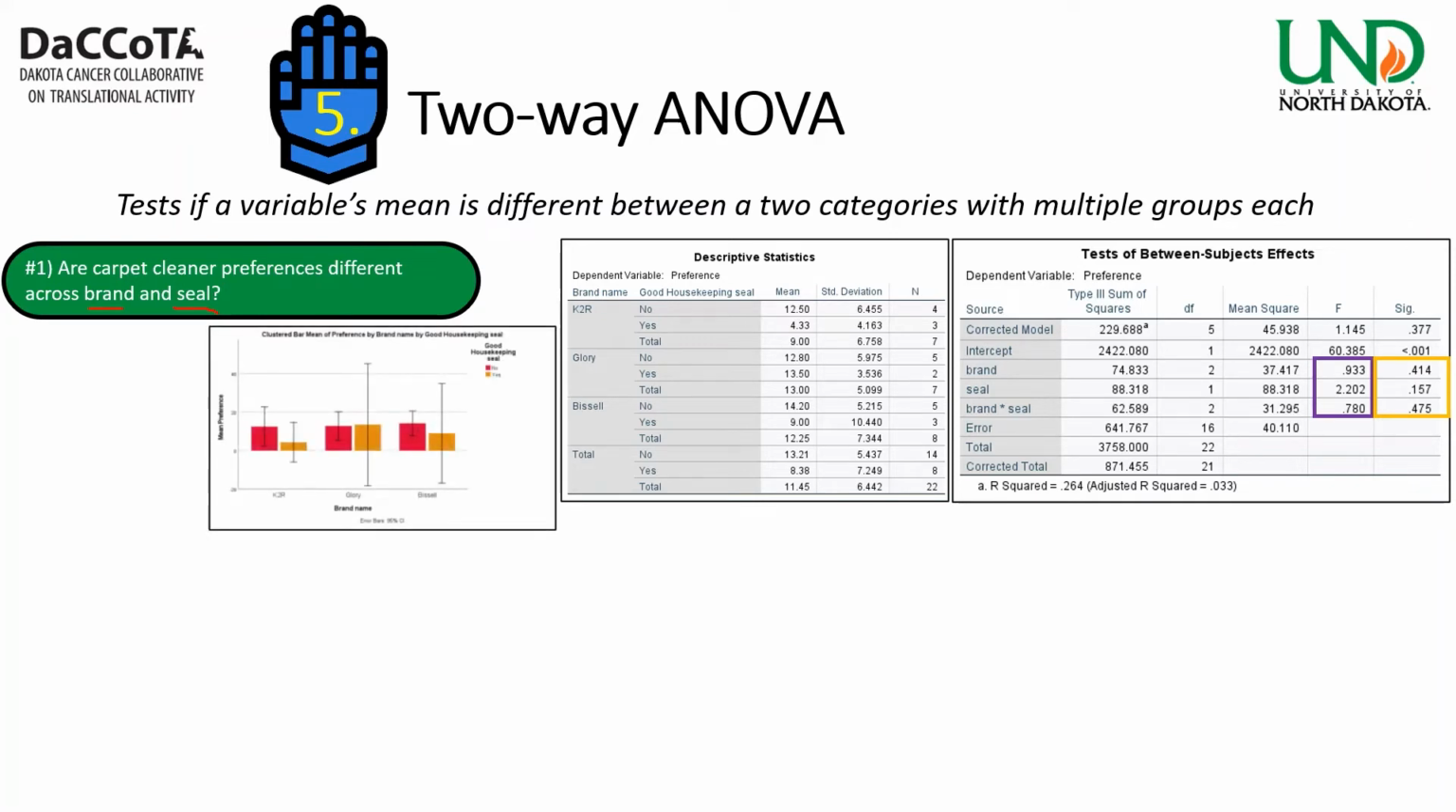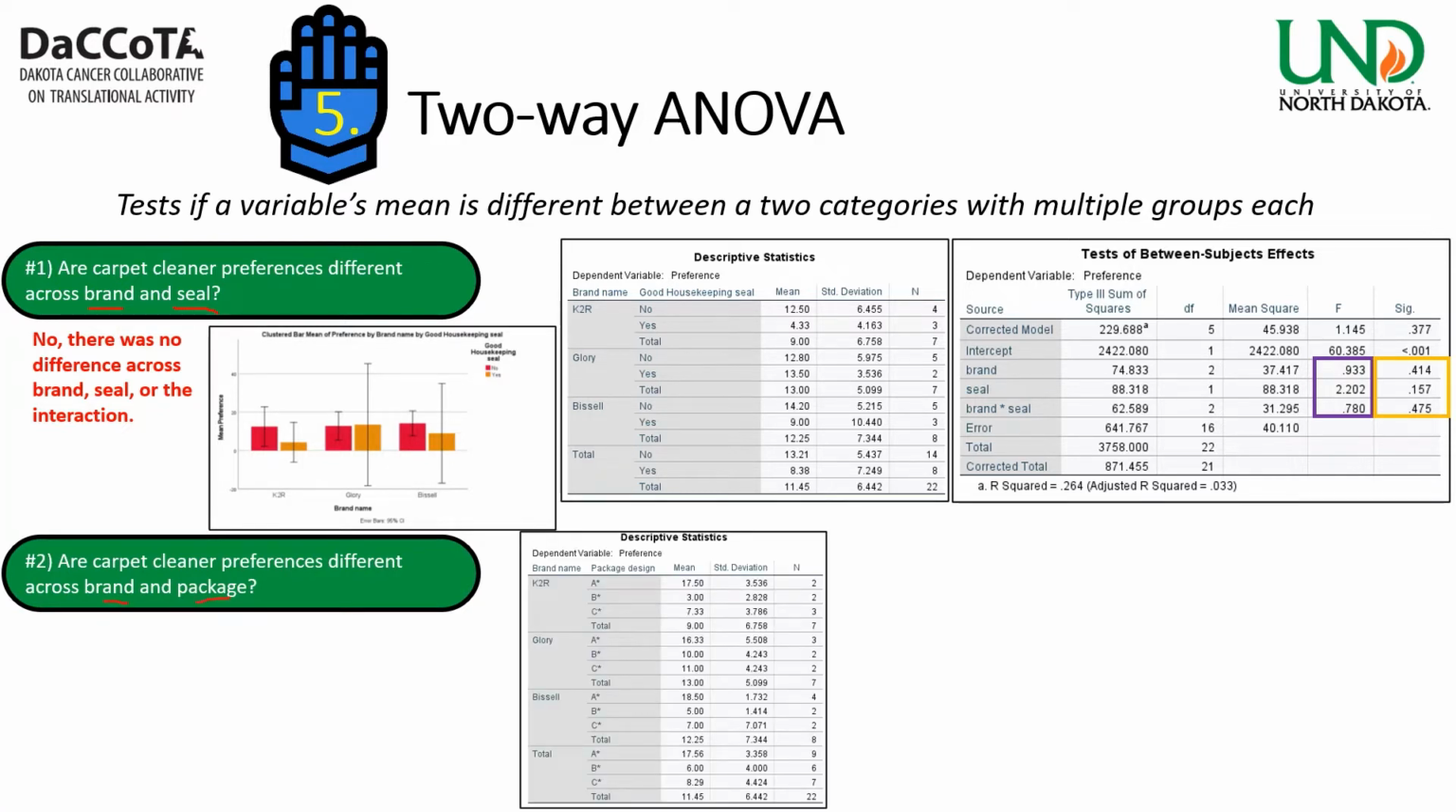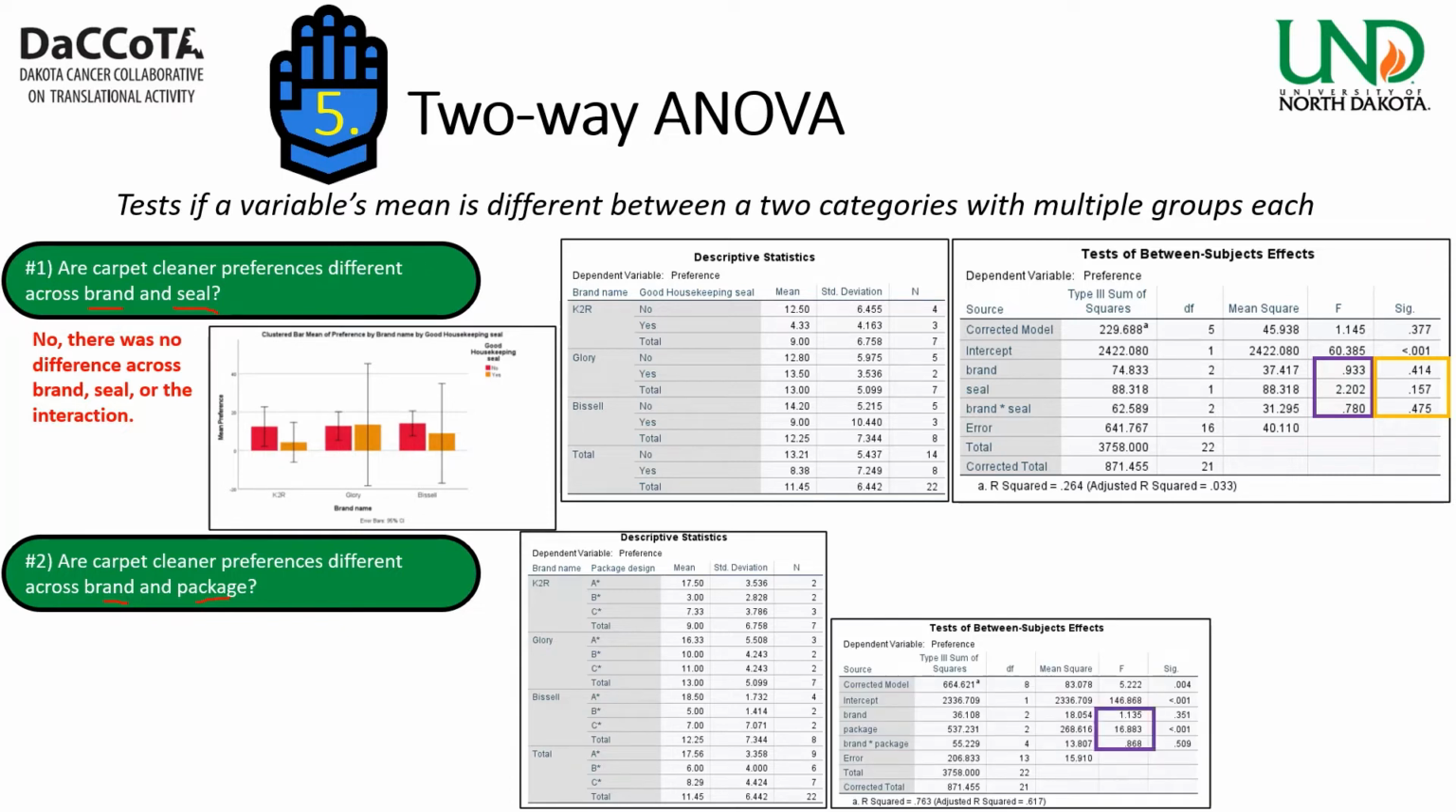And unsurprisingly, there's a lot of variation. All these error bars overlap, so there's no difference between brand, seal, or the interaction. What if we're looking at brand and package? Well, then again, we have descriptive statistics. We have 3 different brands, 3 different packages. Looks like there might be more of a difference here. But let's take a look here.